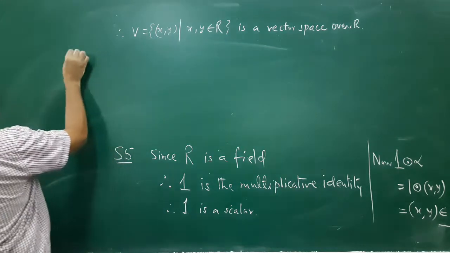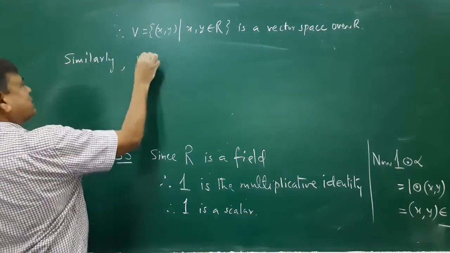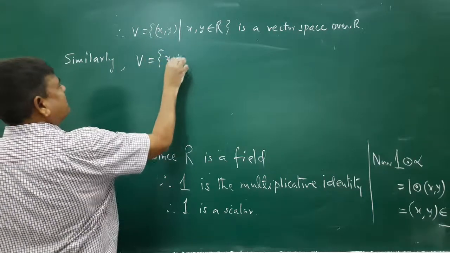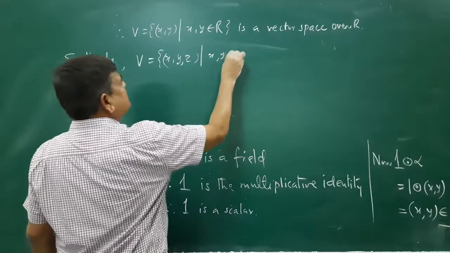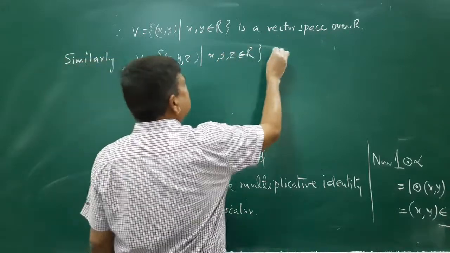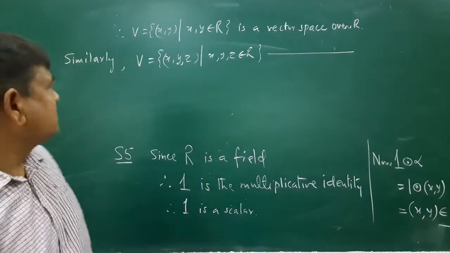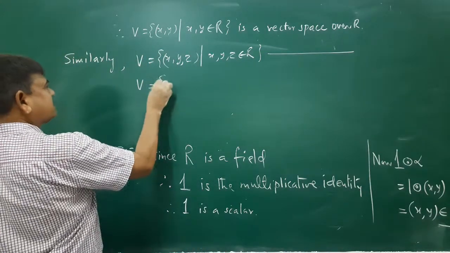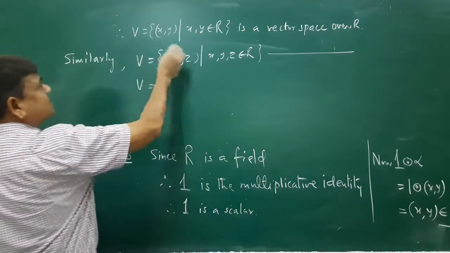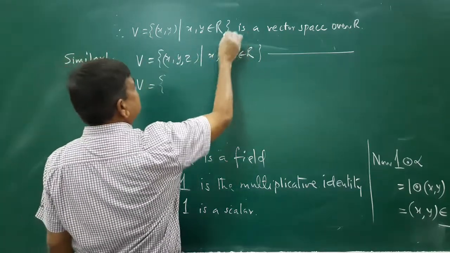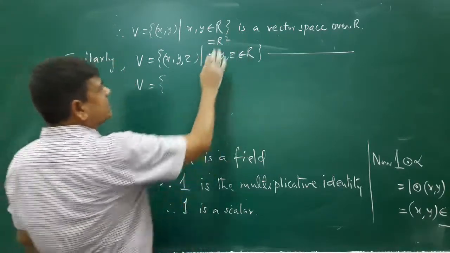Similarly, as usual, we prove this: the vector space over R. V equals this. Sometimes it is nothing, sometimes it is R square. Remember this set. Okay?